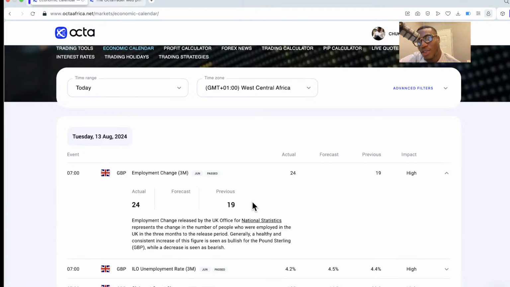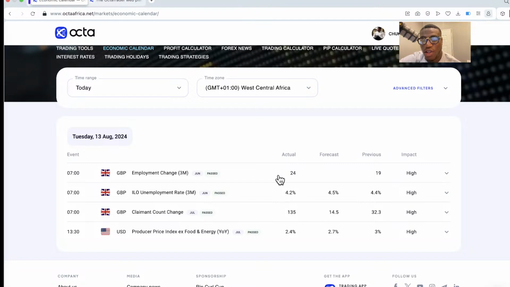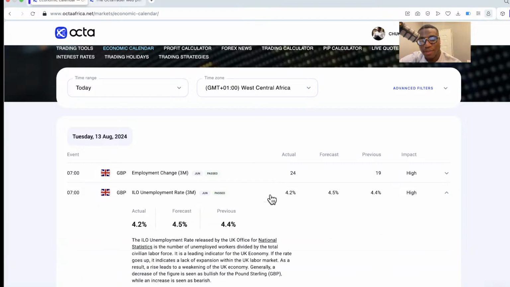So this is expected to be bullish for the pound sterling. Okay, but again, you're not just going to go to the chart and start buying. When I go to the live chart, I'll show you guys how you can identify your key levels and areas where you can get in at the best possible price, because it's all about getting in at the best possible price.